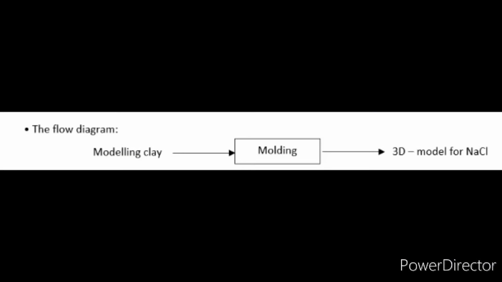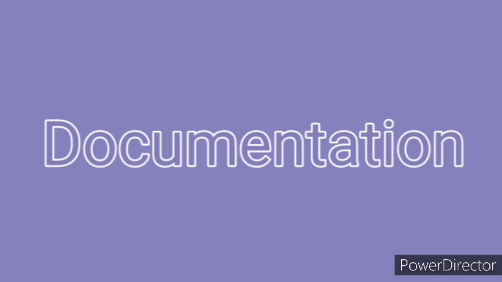So in the process of making the 3D crystal structure, this is the flow diagram that is observed throughout the activity. The input would be the modeling clay, which is processed through molding, and as the end result, it is formed as a 3D model for sodium chloride. These are the following procedures and the actual process of constructing the 3D model.